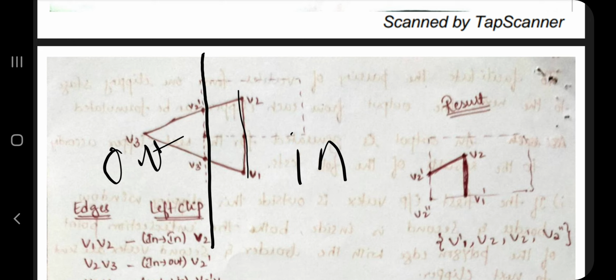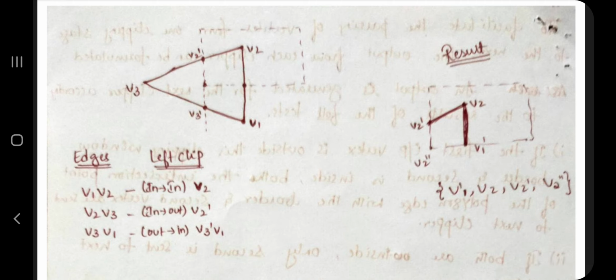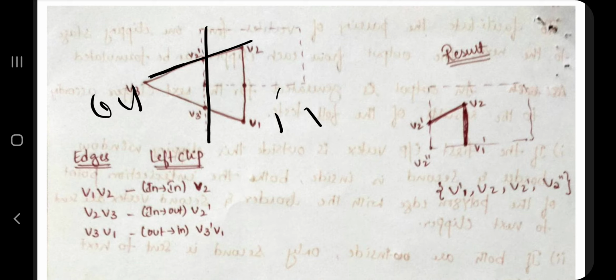v1 and v2 both lie in only, right? So if it is lying in only, I told you have to take the last part, v2. So I'll write here v2, which is the next line. This is the next line, this is in, this is out, and the line considered is this one. So v2 to v3 is coming from in to out.